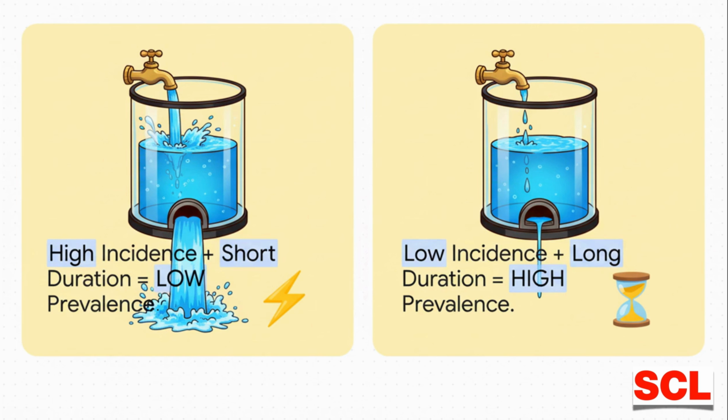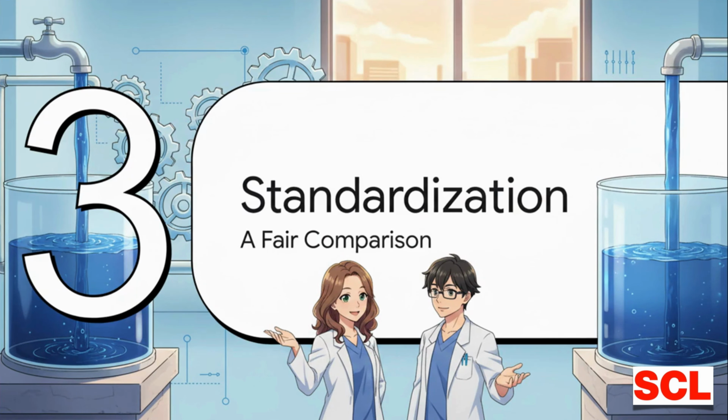Now, compare that to a chronic condition like diabetes. The inflow is much slower, but the drain is tiny. People live with it for decades, so that water level just keeps rising and rising over time, leading to a very high prevalence. Okay, so we've got our two main tools down.